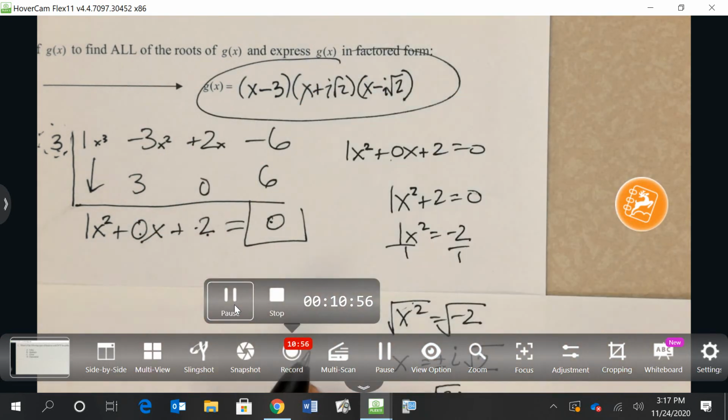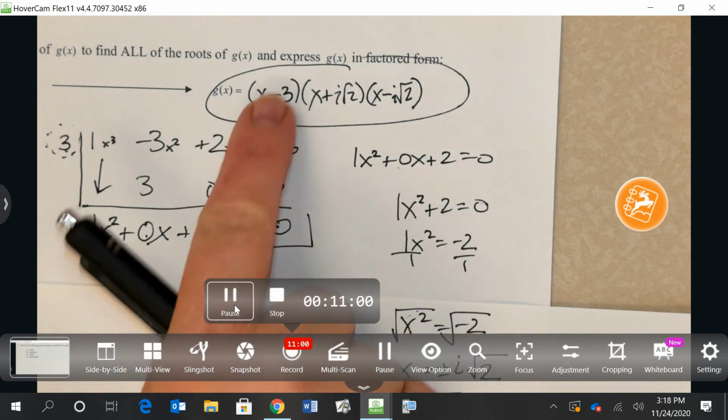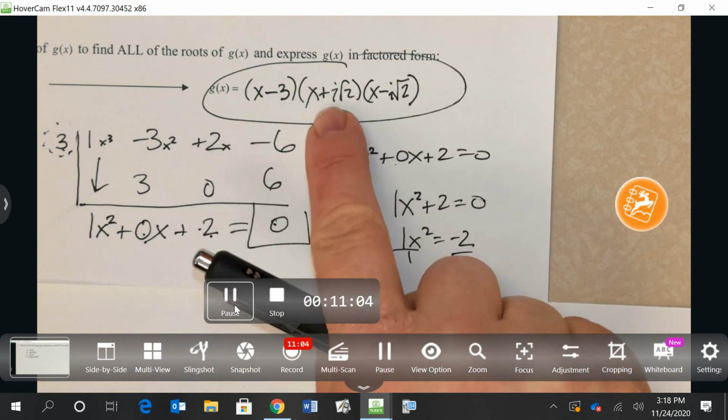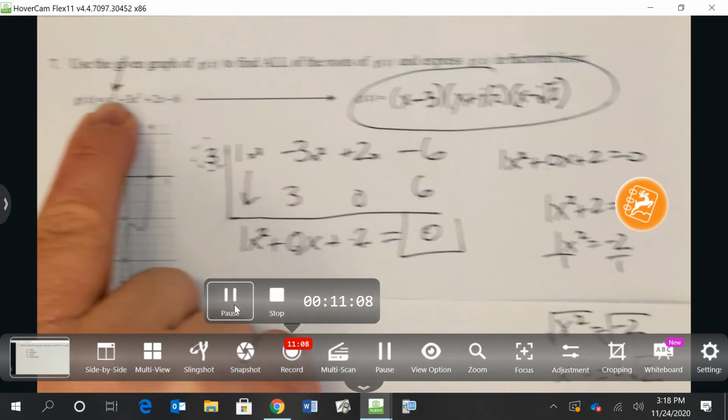This is factored form. You may be wondering, well, can I just leave it as this? Nope. Can I leave it as this and then just put the x squared plus 0x plus 2 here? Nope. It wants you to fully break it down. How did I know 3 parentheses? Because there were 3.